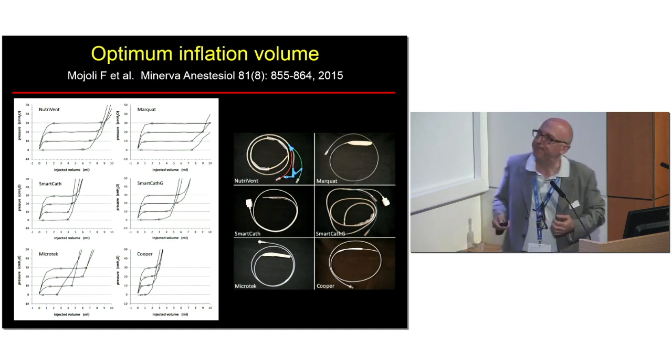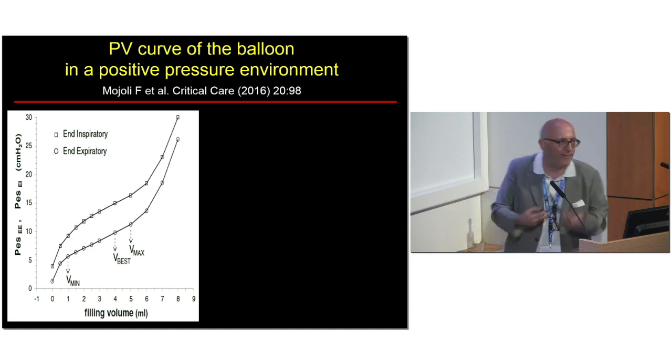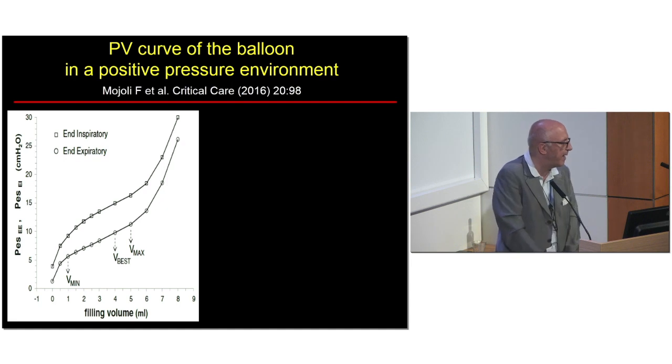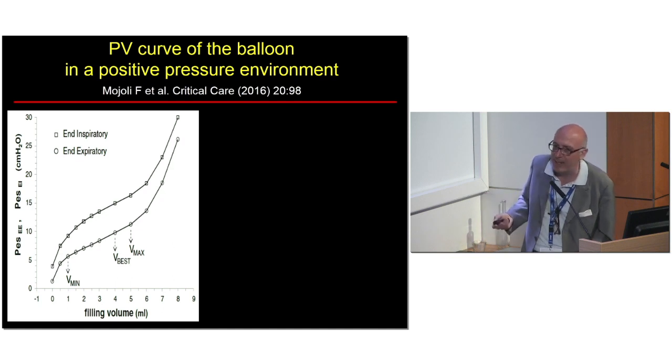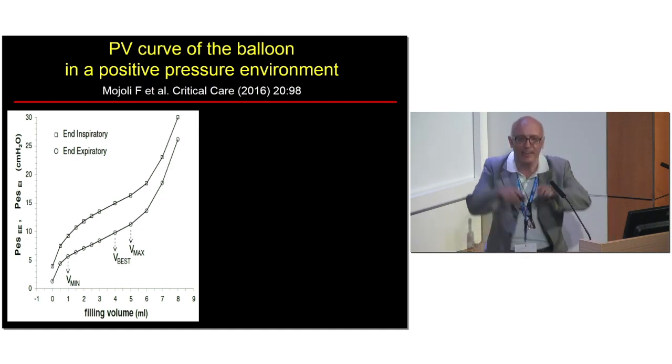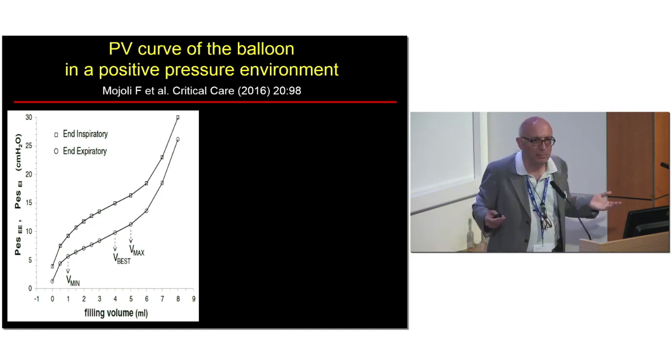So, not easy. And this is a nice study from Francesco Mojoli. They did that in inspiration and expiration; this is the pressure that they measured according to different volumes. You see how the esophageal pressure changes when you inflate the balloon. Can you imagine, if you inflate this, you have 5. If you inflate this, you have 10. And then we want to measure the absolute transpulmonary pressure. What are we talking about?